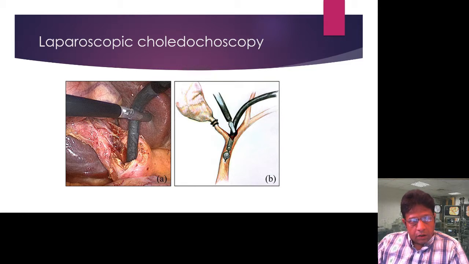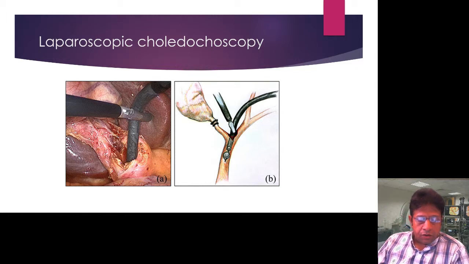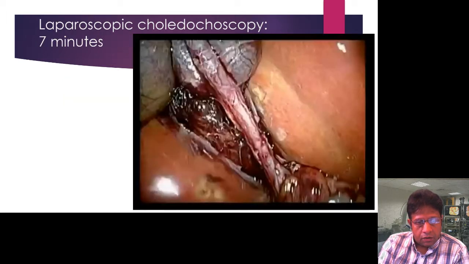The video that we're going to take a look at is a laparoscopic choledochoscopy. So we've seen that we have a scope-in-scope device, so you can actually even do a choledochoscopy via a duodenoscope during ERCP. But the other option is to actually pass a choledochoscope at the laparoscopic approach. Watch a video on that.